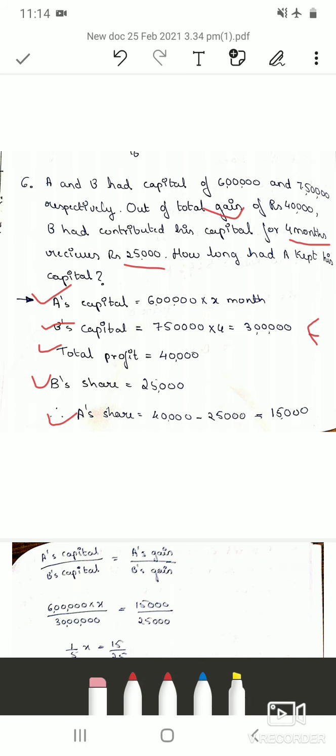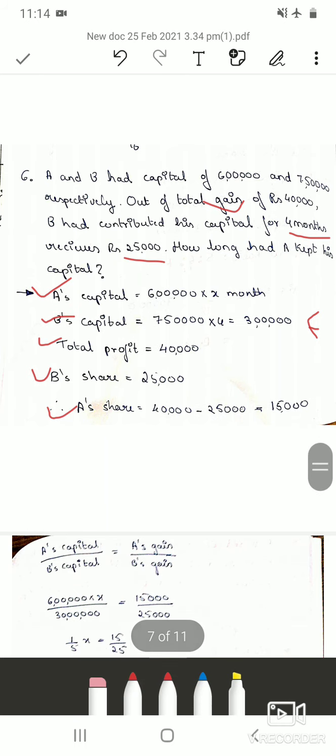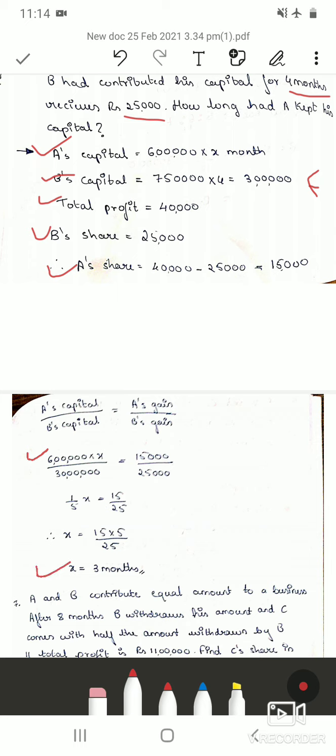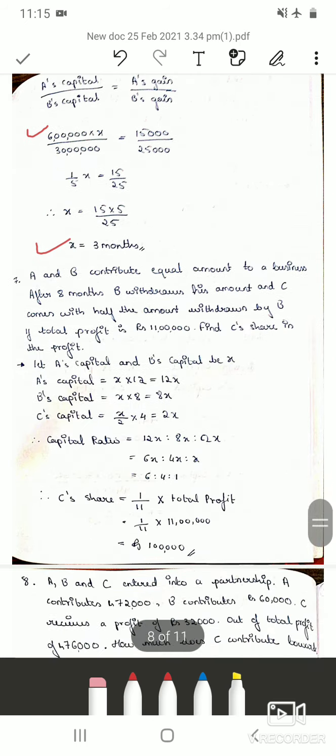So we have to find out how many months A has kept as capital. So we can use A's capital by B's capital is equal to A's gain by B's gain. This is 6 lakh into X divided by B's capital. We got it as 3 lakhs. A's gain is 15,000. B's gain is 25,000. So we can solve for X and we get X as 3 months. Therefore, A had kept his capital for 3 months.